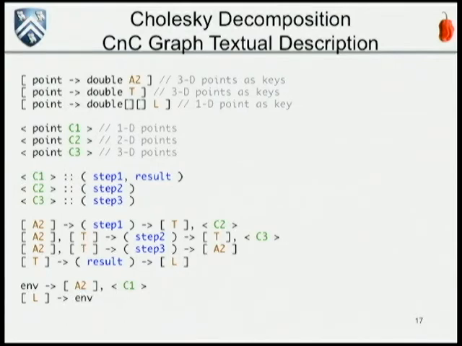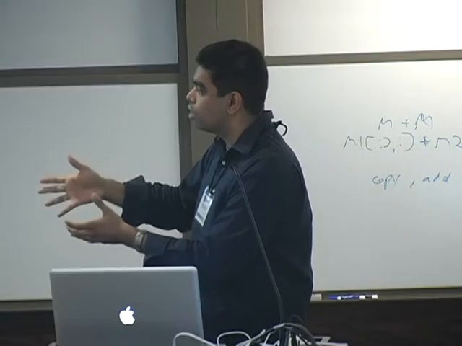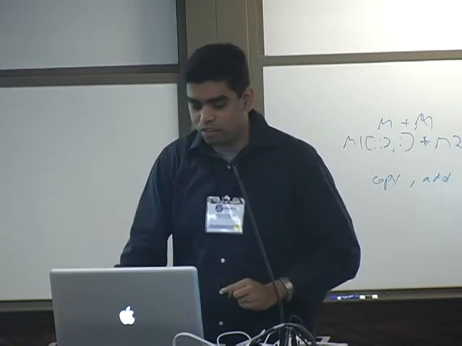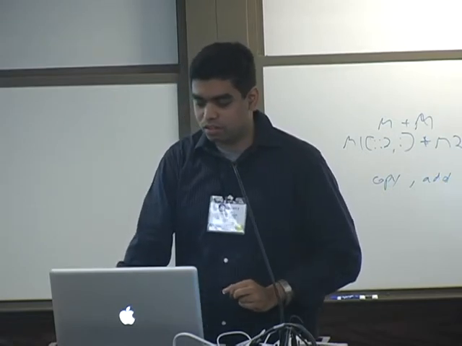And then you have the control collections, which determine who spawns off the steps. Each of these control collections spawns off the 3 different types of steps. And then you have to actually define what are my inputs and what are my outputs. So in this example, step 1 is going to read from A2, and write to T and also to the control collection C2 because it needs to tell C2 to spawn off instances of step 2. And then you define what the environment is going to read and write.